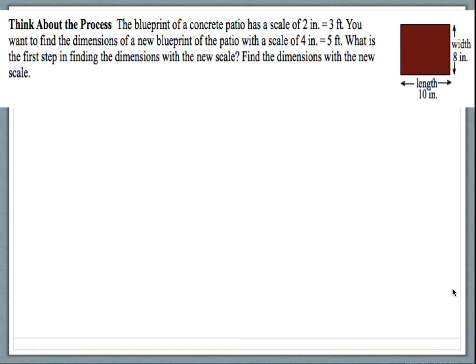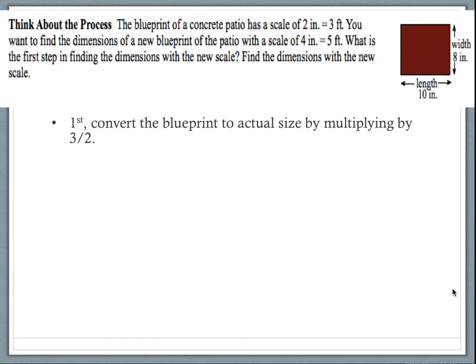Another question was this: a blueprint of a concrete patio has a scale of 2 inches equals 3 feet. So the first thing you can do is convert the blueprint to the actual size by multiplying by 3/2. This gives you 15 feet by 12 feet.